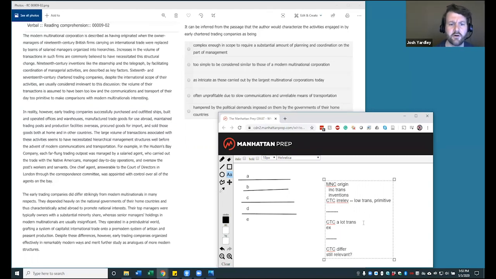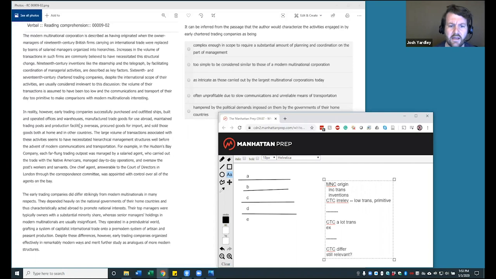It can be inferred. So inferences, we're looking for something that's very much supported by the passage, maybe not in the passage word for word. Would characterize activities as being, these activities. I remember they talked about the activities right here in this first sentence. The trading company's activities were in that first sentence of the second paragraph. So maybe that's where the answer will be.